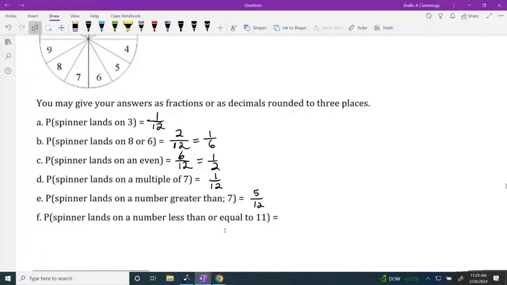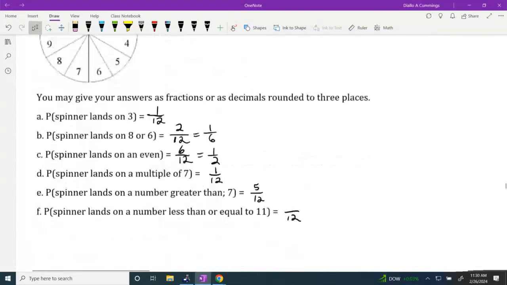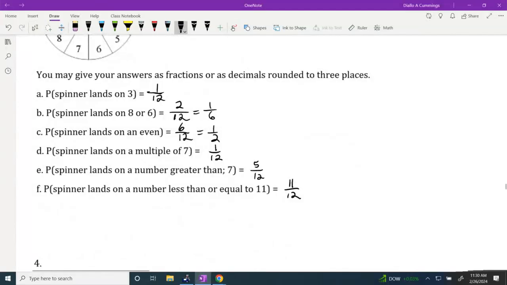F says the spinner lands on a number less than 11. Less than or equal to 11. So here again, the denominator is 12. So would you include 11? You would include 11. So that would be how many numbers? 1, 2, 3, 4, 5, 6, 7, 8, 9, 10, 11. So that probability is 11 over 12.